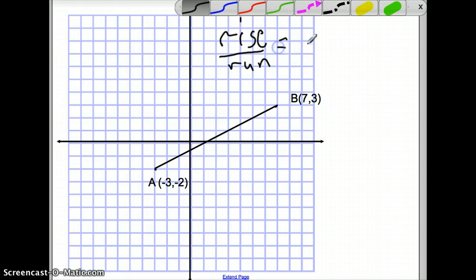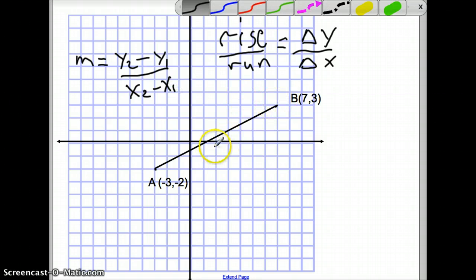Or you could think of it as the change. Here's a fancy symbol for change. The change in the y over the change in the x. So the slope formula, we use m for slope, is basically the difference in the y coordinates divided by the difference in the x coordinates.